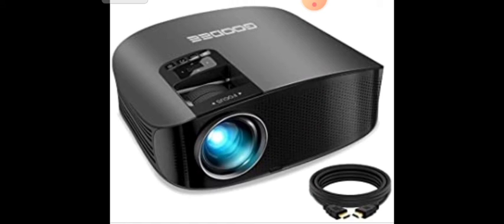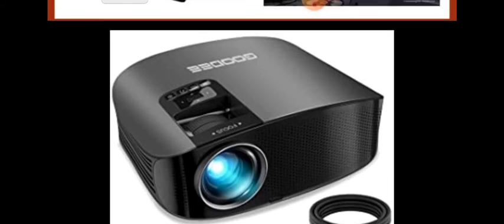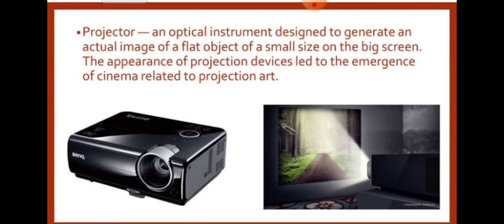Next, this is another output device. Anybody know what this is? This is actually a projector. So projector is an optical instrument designed to generate an actual image of a flat object of a small size on a big screen. The appearance of the projection device led to the emergence of cinema related to projection art. If you remember, when you go to a movie theater, they use projection art. It is connected with the flat object which shows the small size object on a big screen.